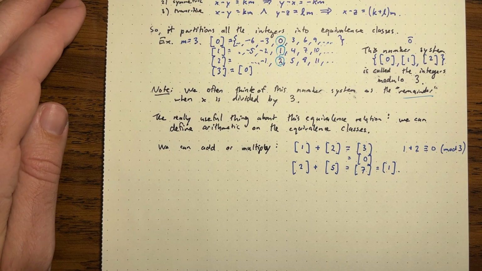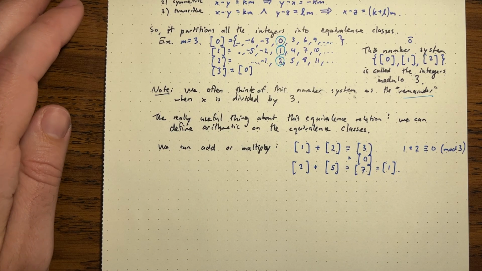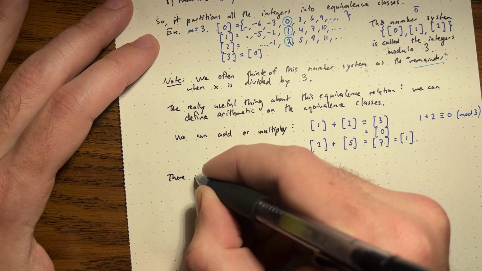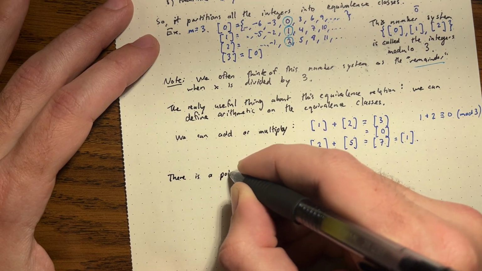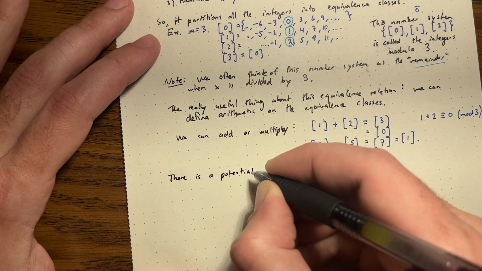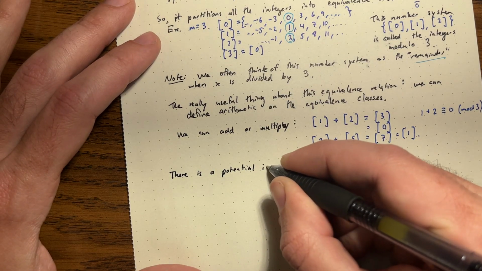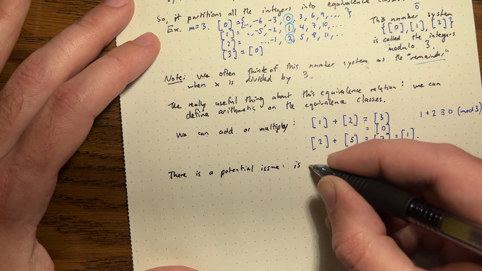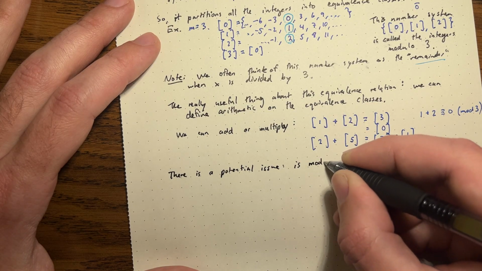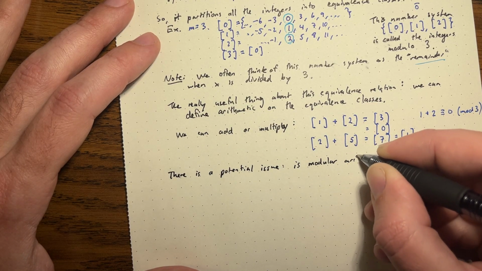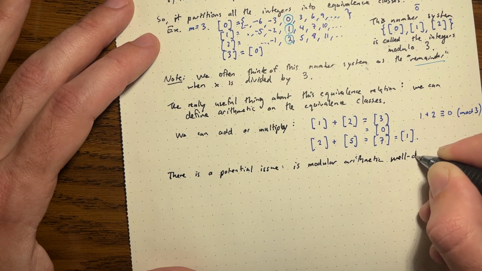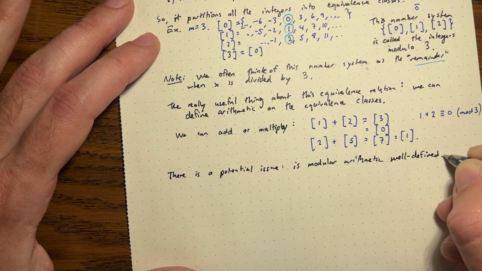There's a potential problem with this, though. I'll say potential because it ends up not being a problem, but we need to prove it. But what's the issue? Is this modular arithmetic well defined?